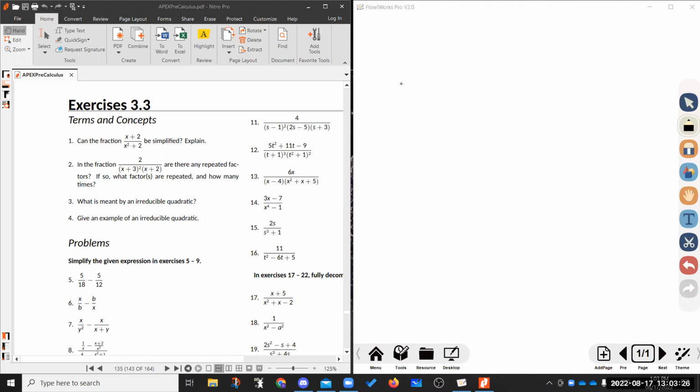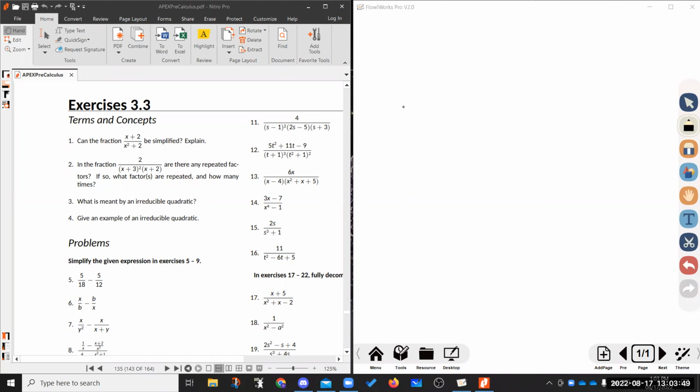X squared plus 2 is an irreducible quadratic that has only complex solutions and can't be factored over the real numbers. In the fraction 2 over x plus 3 quantity squared times x plus 2, are there any repeated factors? Yes, x plus 3 is a repeated factor, and it has a multiplicity of 2.